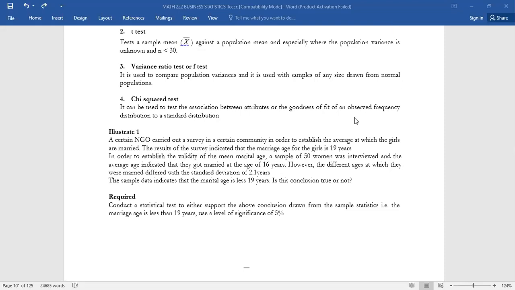Victor Korir, 16. What do you mean by 16? Victor, you see 16 is just a number, isn't it? Can we talk of 16? Because we've been told that the women were interviewed and the age indicated that they got married. So the alternative hypothesis will be 16, between 16 and 19? Oh, no, 16 is the statistic, the test statistic.